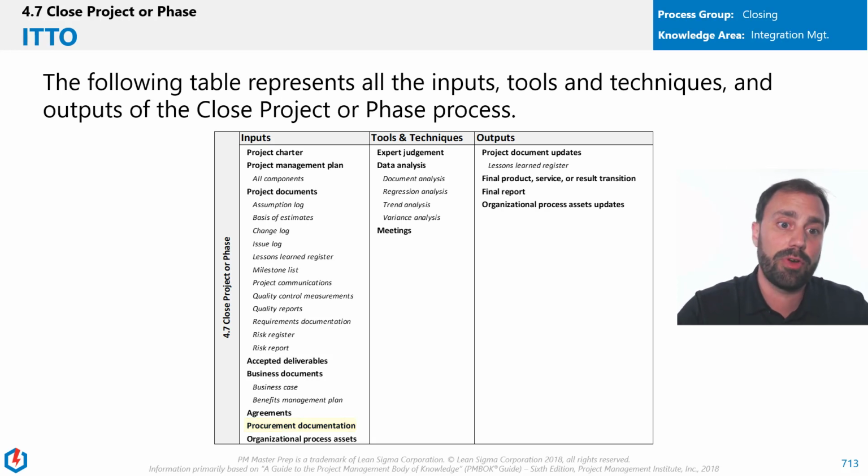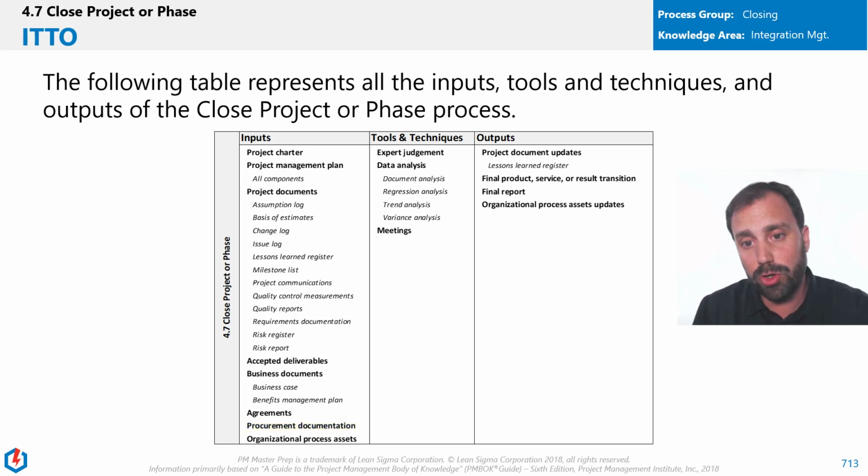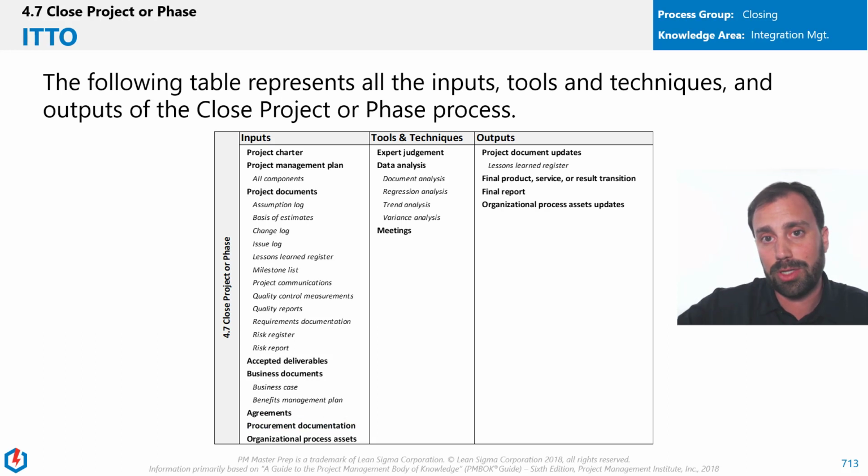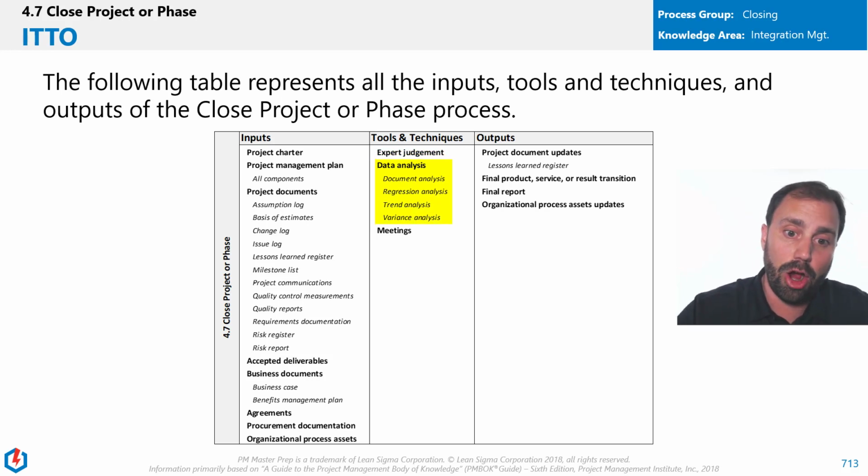All right. So how do we transfer from everything that I just talked about over to the outputs, or transferring the product to the customer, the final report, updating the documents and the report? We use expert analysis or expert judgment. That's meaning bring your SMEs in, the people that close projects, everybody to look at the documents and make sure everything's done. And then we do a lot of analysis.